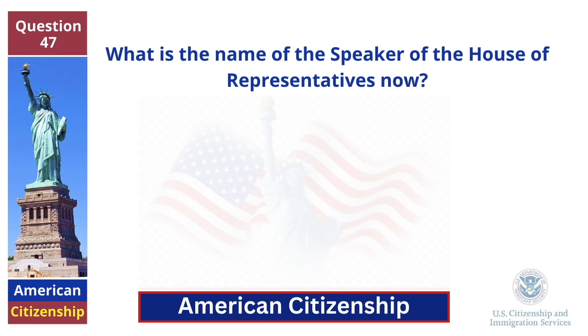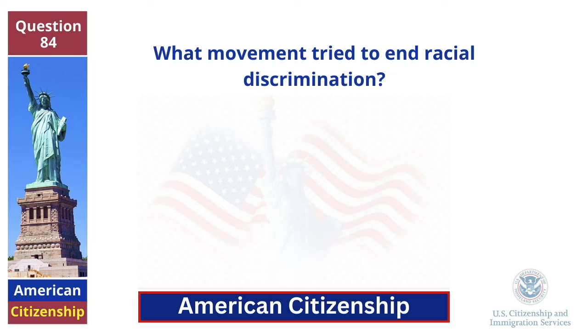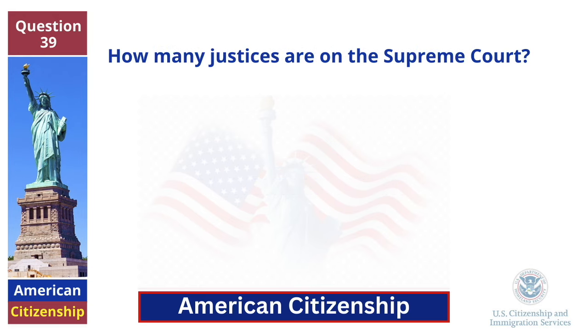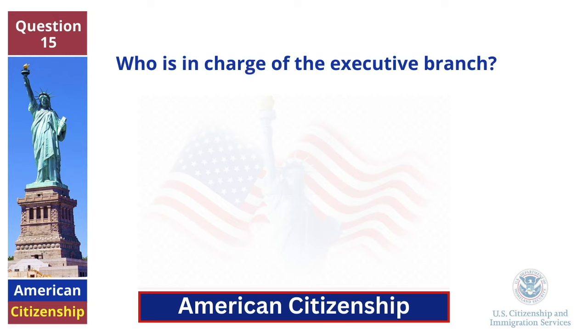What is the name of the Speaker of the House of Representatives now? Mike Johnson. What movement tried to end racial discrimination? Civil rights movement. How many justices are on the Supreme Court? 9. Who is in charge of the executive branch? The president.